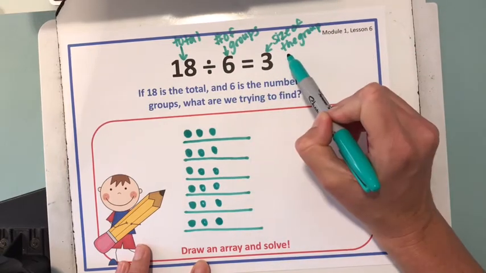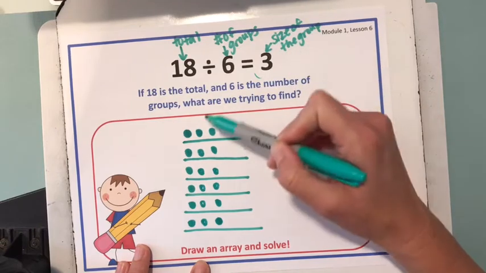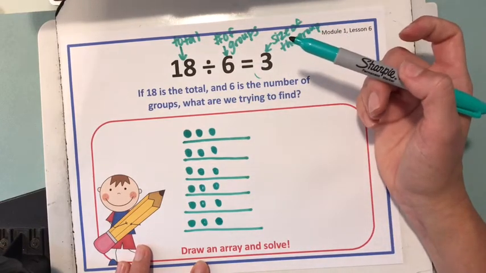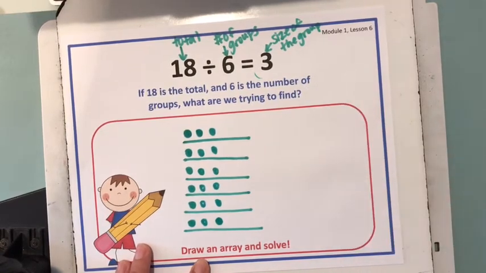If the unknown, the quotient here, is the size of the group, that's how you're going to draw your array for this, okay? So if you need to watch that again, watch it again to see how I did it. Okay, next up.